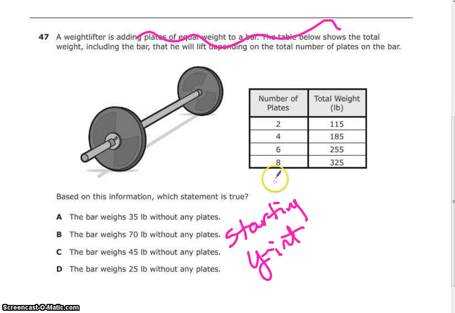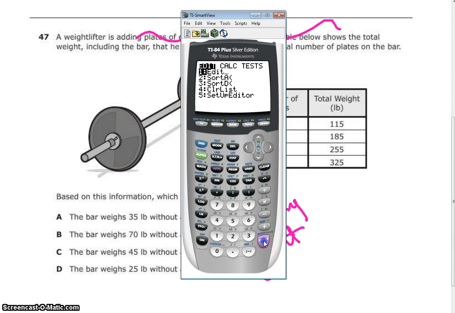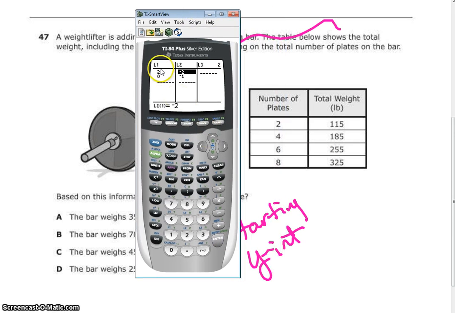So you could put your points into your y-equals stat, and we're going to go to L1, and it'll be 2, 4, 6, 8. Then we're going to go to Y2: 115, 185, 255, 325. If you think about what you're doing, it ought to be linear. If you're not sure, you could go stat calc 5, and you get a 0 for A. So it's 35x plus 45.